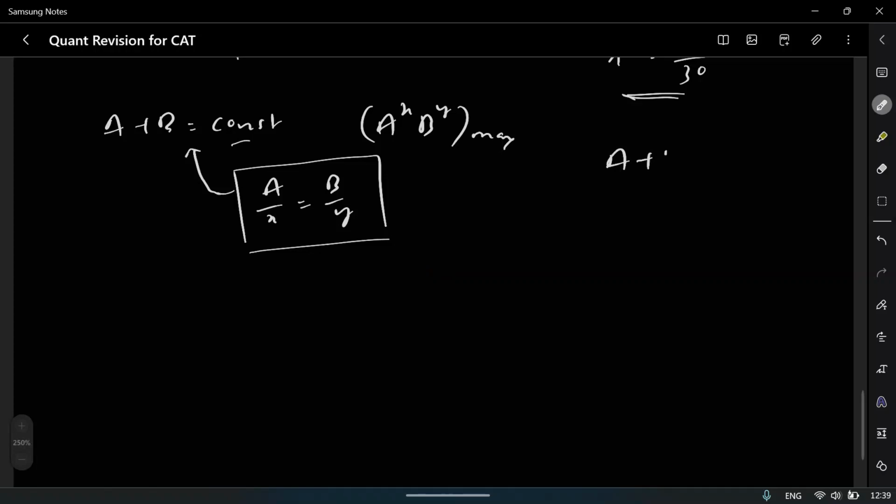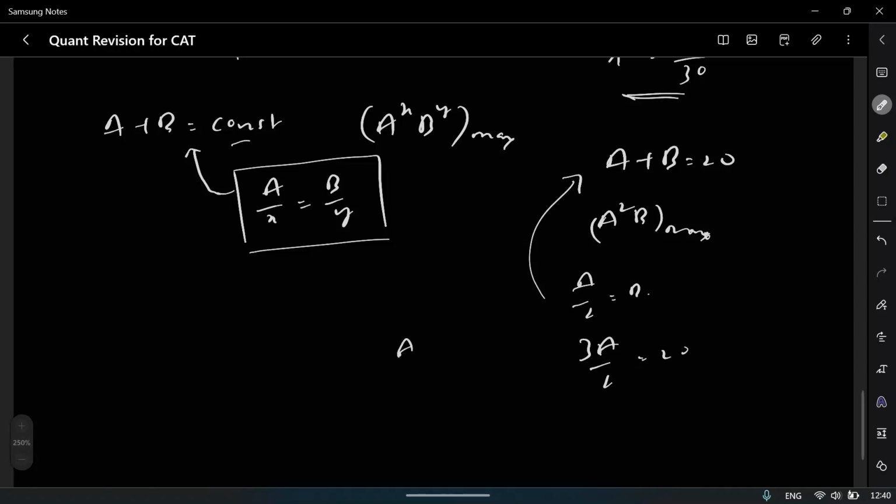Let's take another example. Given that A plus B equals 20, and they are asking the maximum value of A square times B, how will you do it? A by 2 equals B. Put it here, B equals A by 2, 3A by 2 equals 20, A equals 40 by 3, B equals 20 by 3. So A equals 40 by 3 and B equals 20 by 3. Just substitute here and you'll find the maximum value of A square B.